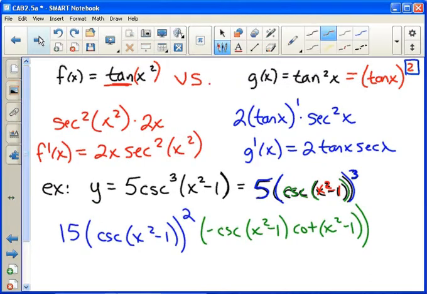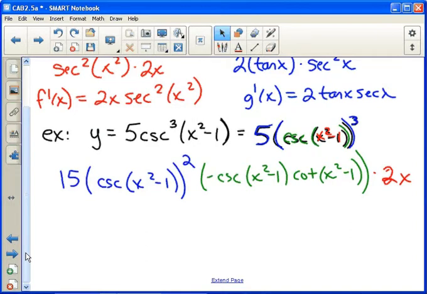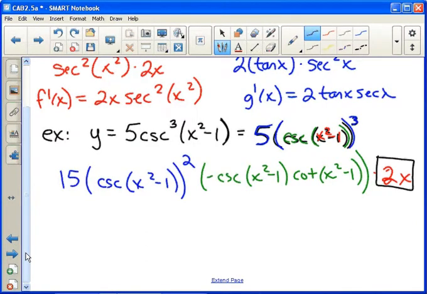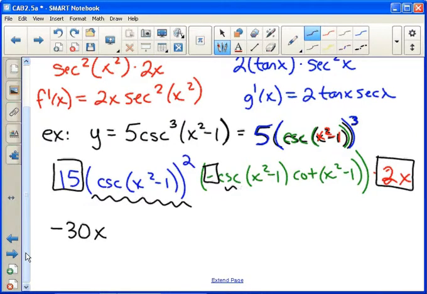So there's a little bit of simplifying I'd recommend you do here. We can pull the 2x, the negative, and the 15 all out front, combining them to get a negative 30x. We can also combine the cosecant of x squared minus 1 squared times the cosecant of x squared minus 1 to make it cosecant cubed of x squared minus 1. And if you'd rather put parentheses and put the cubed outside, that's completely fine. It means the same thing. And then lastly, we've got to bring down this piece, which is the cotangent of x squared minus 1.